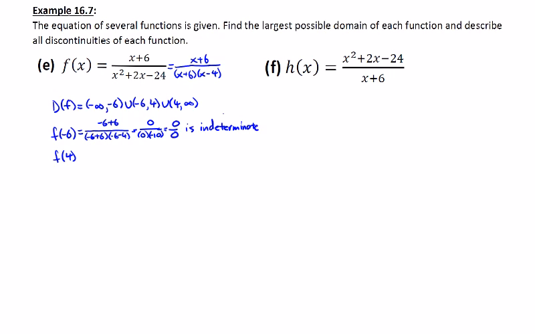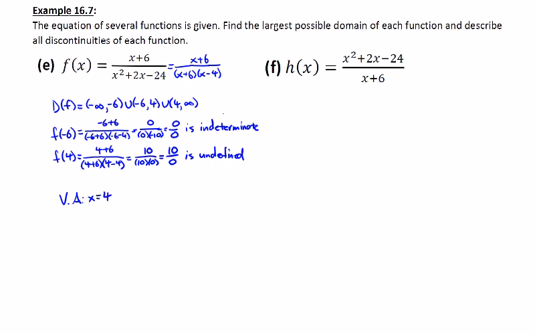For f of 4, if I substitute in there, again I'm going to use the factored form. I'll have 4 plus 6 over 4 plus 6 times 4 minus 4. And that's going to result in 10 over 10 times 0, which we'll just call 10 over 0, and that is undefined. So the undefined result tells me there is a vertical asymptote located at x equals 4.